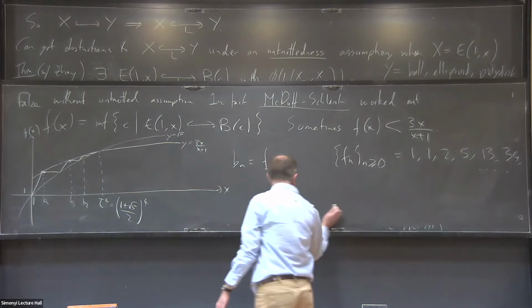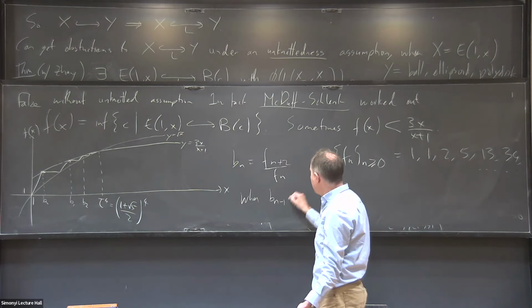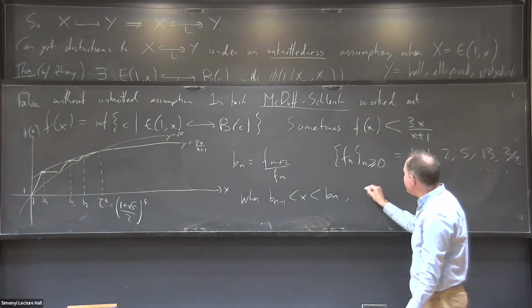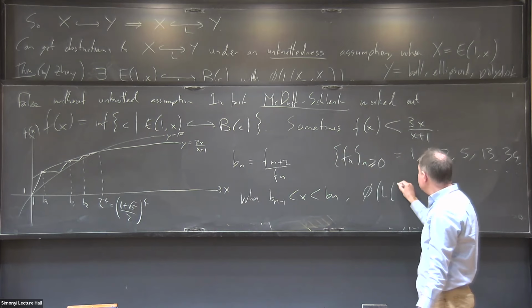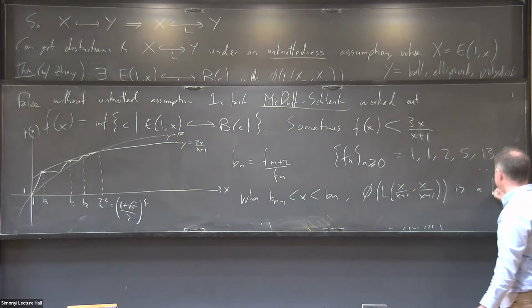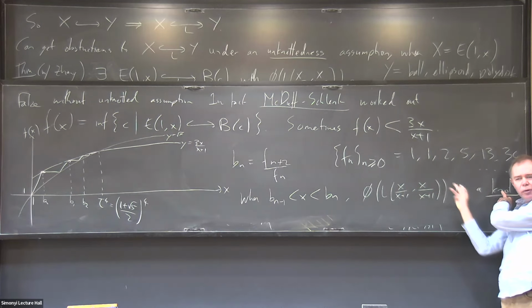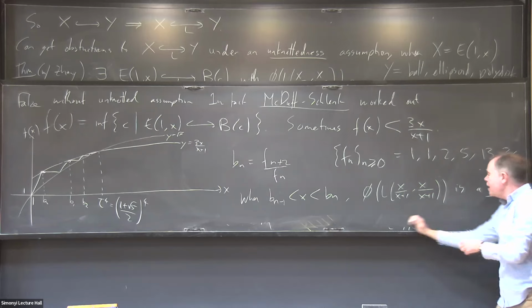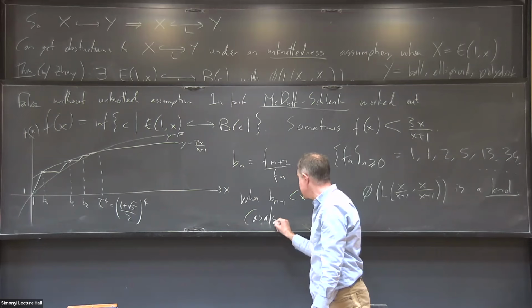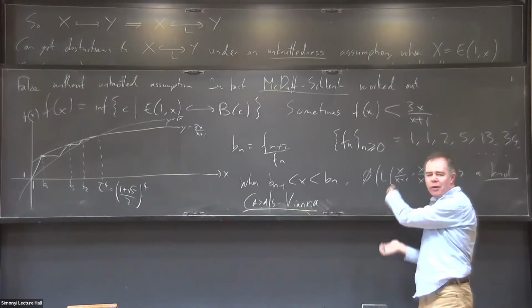So in particular, when x is between B(n-1) and Bn, you look at the embedding and apply it to x over x plus 1, x over x plus 1, and it is a knot. It's an embedded Lagrangian, but it's not Hamiltonian isotopic in the ball to the product Lagrangian. And in fact, there's a paper by Casals and Viana about this. We know what this knot is.